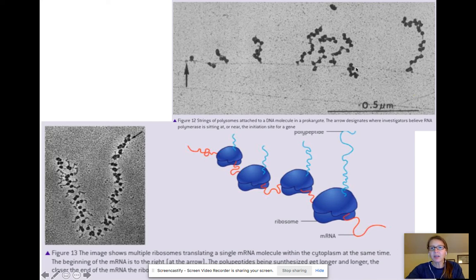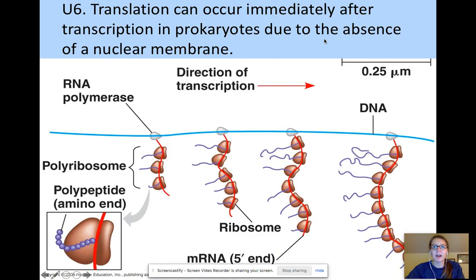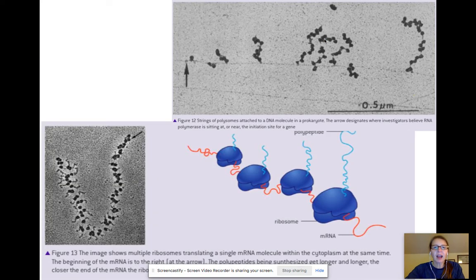Notice that here is the DNA in a prokaryote, and there's a whole bunch of ribosomes attached. You've got the DNA that you can see here, and then all the ribosomes attached to it. We can actually call these polysomes, one after the other. This is showing you these strings; they look like a bunch of beads hanging off the side of the DNA.